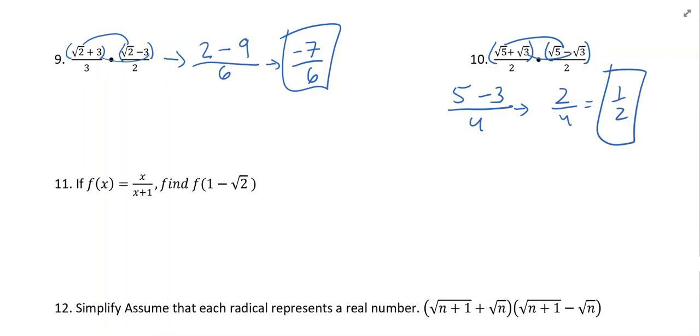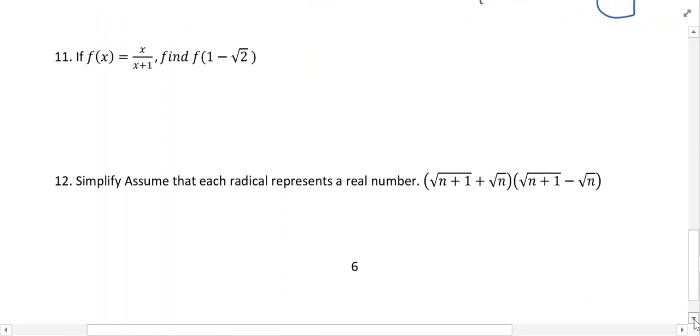All right, so this next one, they have this function here, and it's asking us to plug in. So we want to find f of 1 minus rad 2. So remember, we have to start by saying f of 1 minus rad 2. Whenever we see an x, that's for plugging in 1 minus rad 2. So since x is in the numerator, I have 1 minus rad 2. On the denominator, I have x plus 1. So I need to say 1 minus rad 2 plus 1.